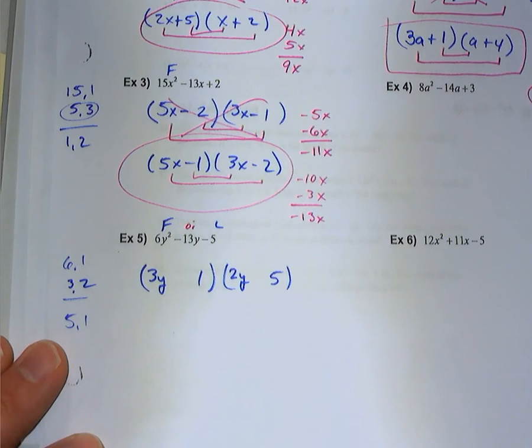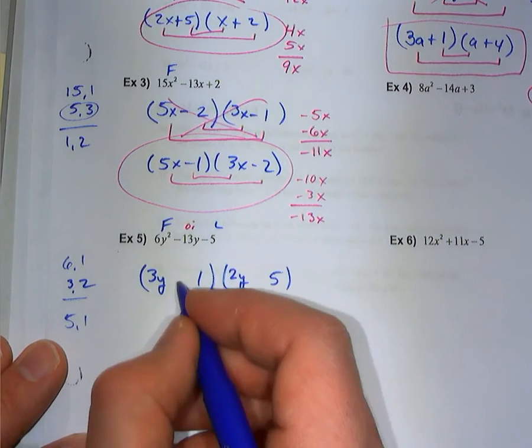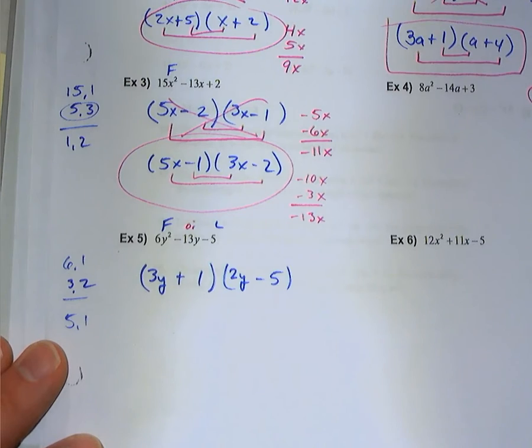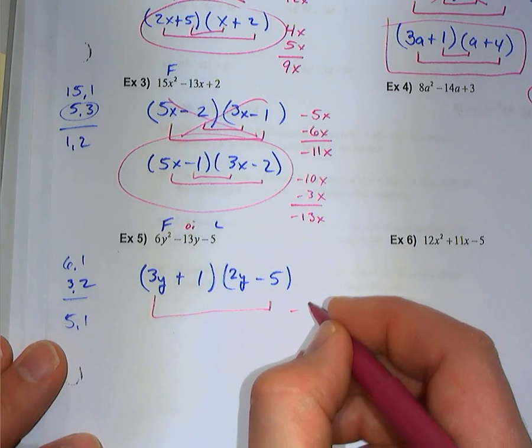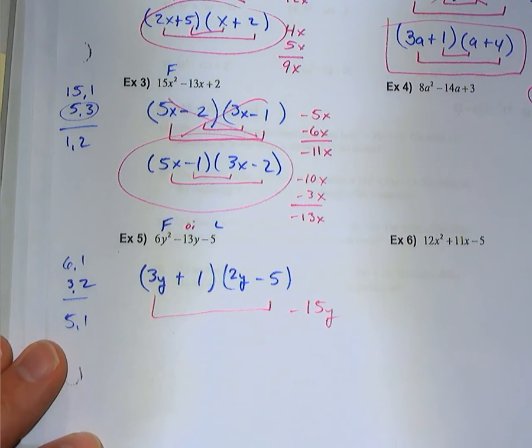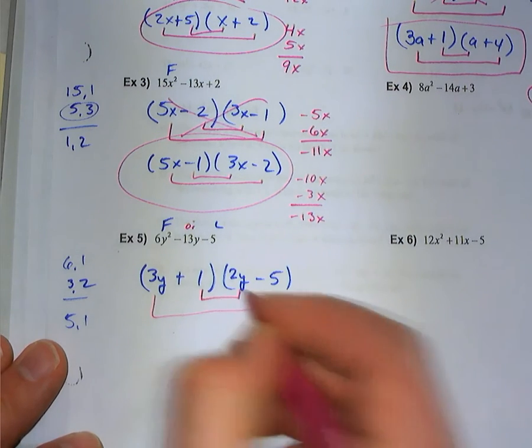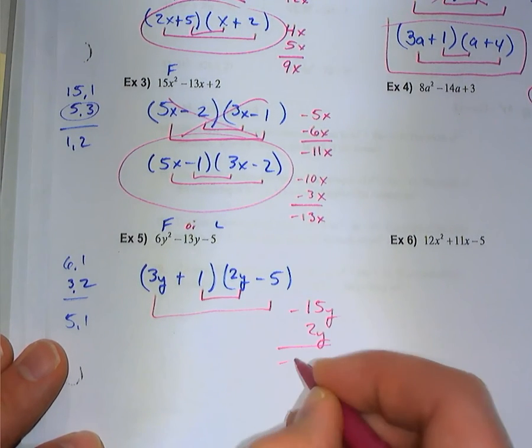Again, where do I put the plus or minus? Factors of a negative 5. I'm going to put plus here, minus here. I'm not sure if that works. I check it. That's negative, what, 15y? That's pretty darn close to negative 13, right? And then 1 times 2y is 2y. Yes, that did work out.